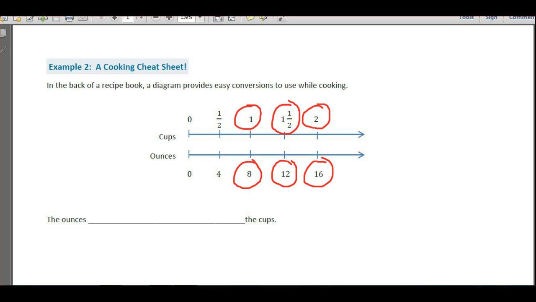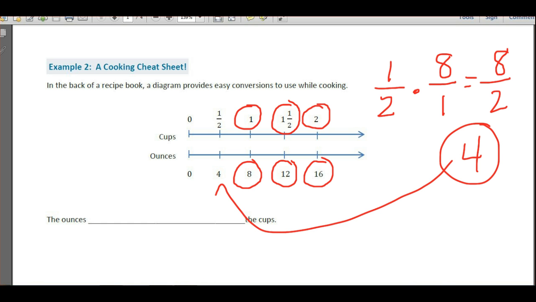In fact, you can multiply all of these. If you multiplied 1/2 times 8, we do it that way, we would get 8 over 2, and we would get 4, and that's the answer right here. So what you're doing as you move across is just multiplying the number of cups times the number 8. Hopefully that's something all of you knew. But let's go ahead and apply this.